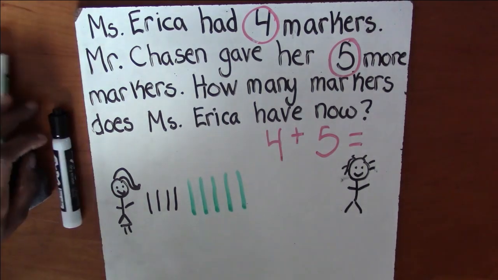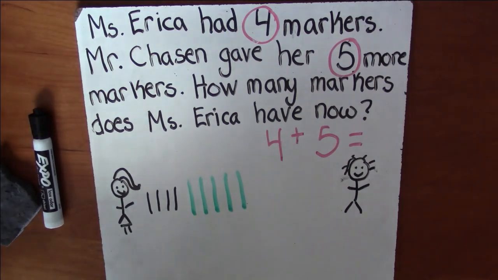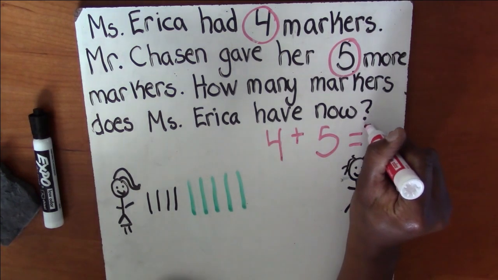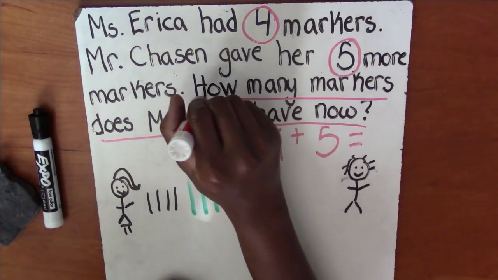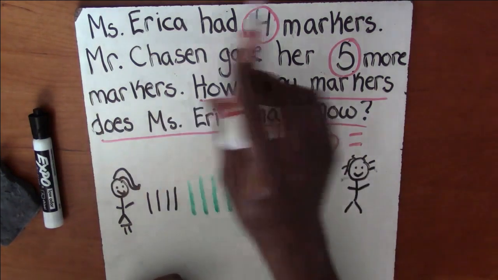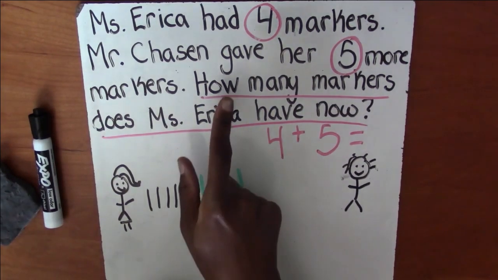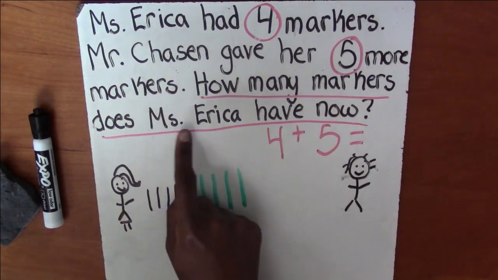Okay, so let's see. Oh, I forgot to underline my question. I am slacking. You guys didn't remind me. Okay, so remember my question ends in the question mark and it goes all the way up to the question word. This is the question I'm answering for this word problem. So my question is, how many markers does Miss Erica have now?